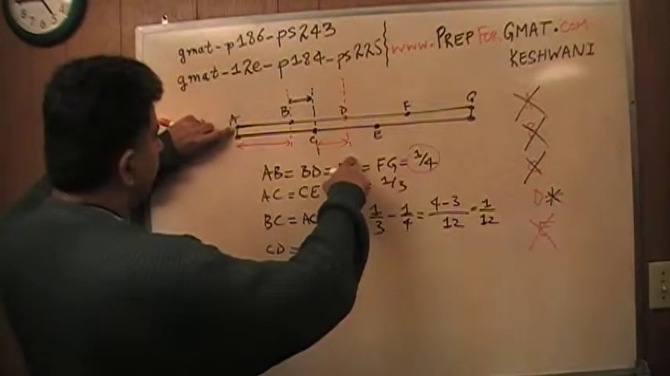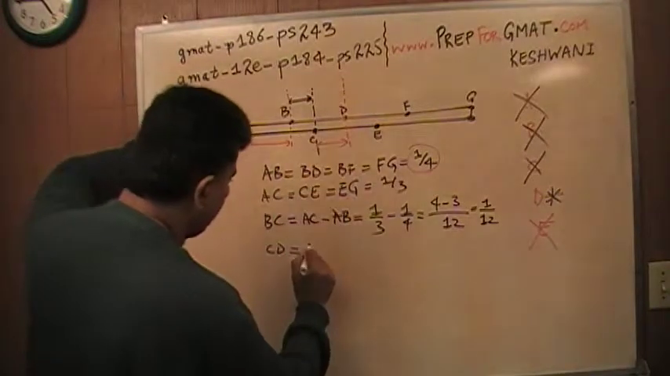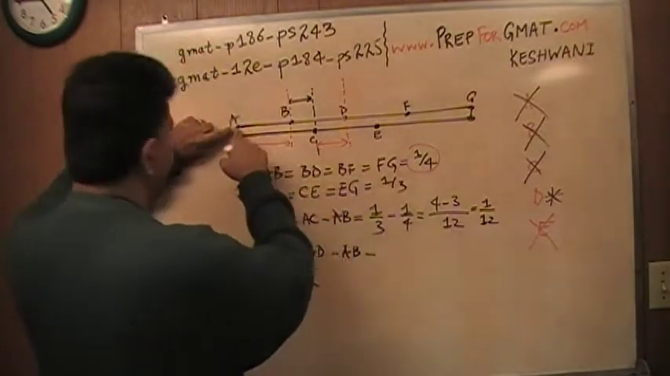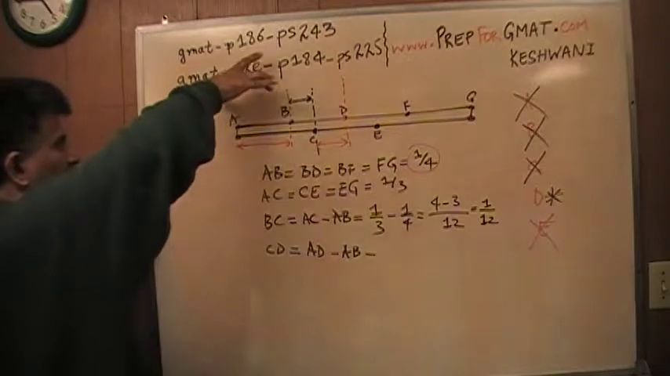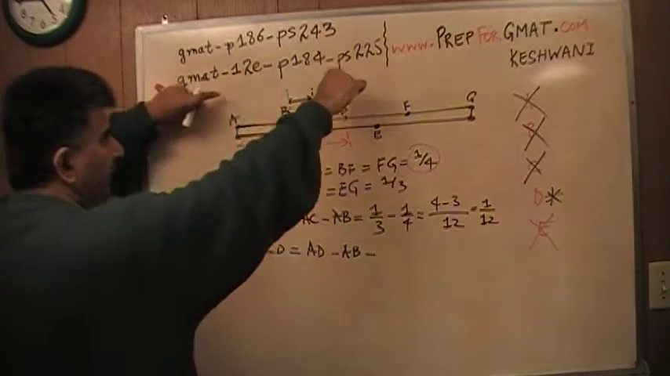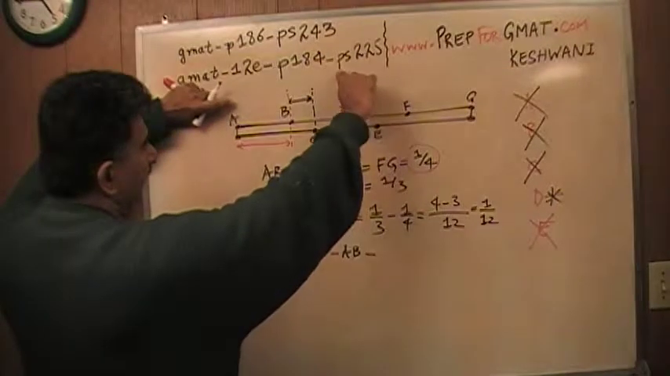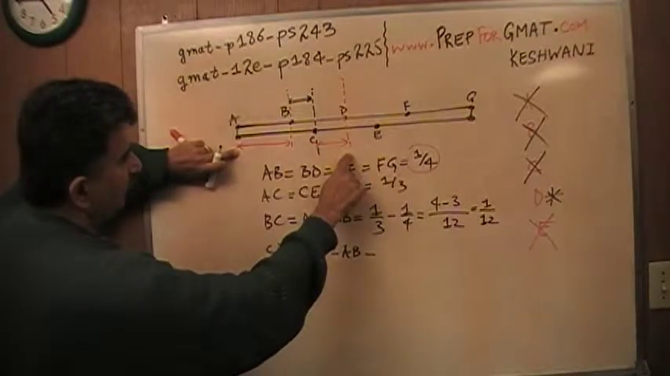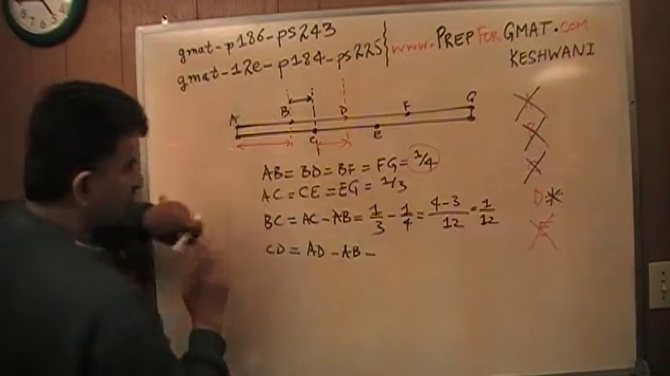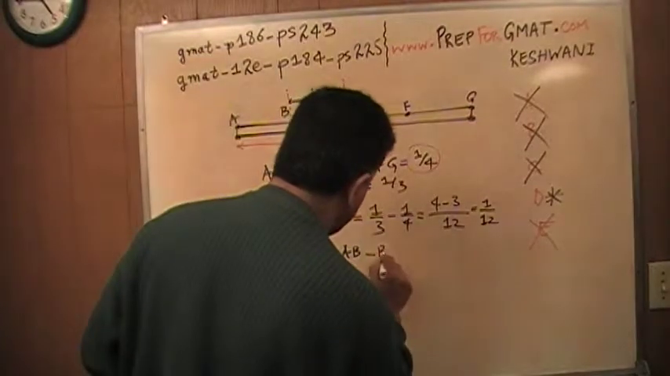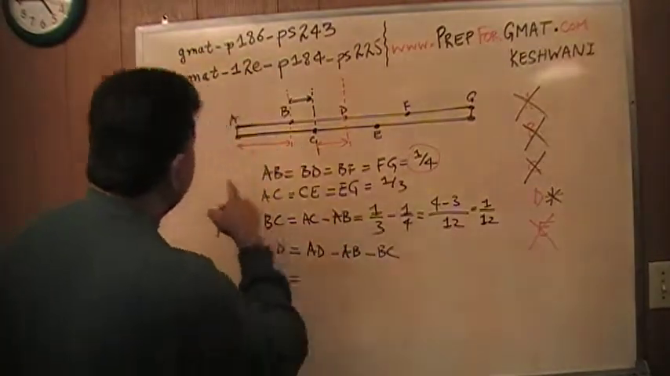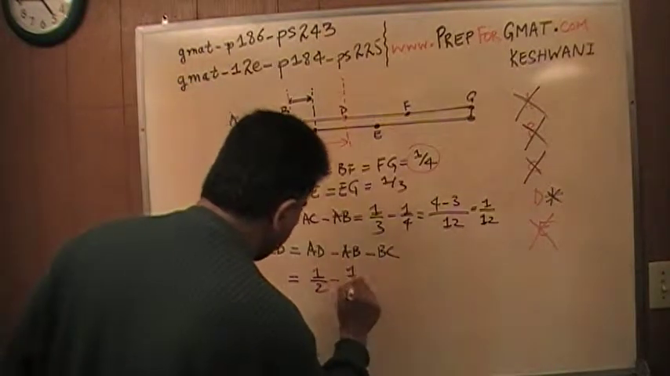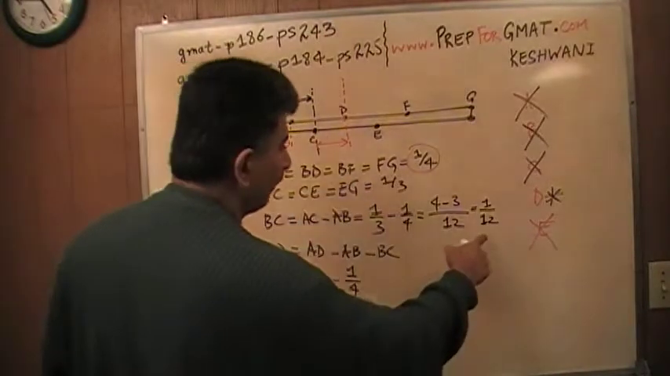The length C to D has to be A to D minus A to B and minus this part, so as you can see it, minus A to B minus B to C. I take A to D, I don't know if you can see, with the half a yard, A to D, and I subtract A to B and I subtract B to C. That's it. A to D is half a yard, minus AB is 1/4, minus BC we just found out is 1/12.